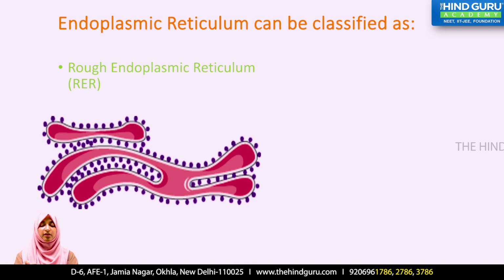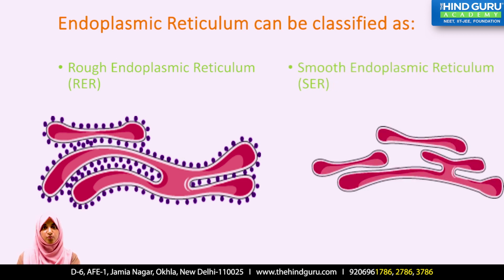Endoplasmic reticulum can be classified as rough endoplasmic reticulum and smooth endoplasmic reticulum. We call it rough endoplasmic reticulum because if we look at its structure, we notice the presence of membrane bound ribosomes. Whereas in smooth endoplasmic reticulum, we do not find any membrane bound ribosomes over it.